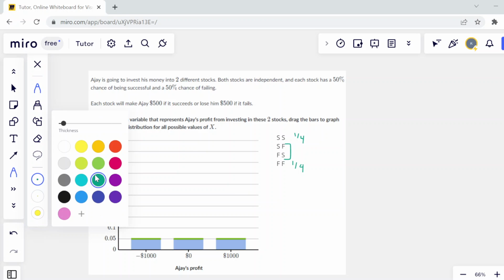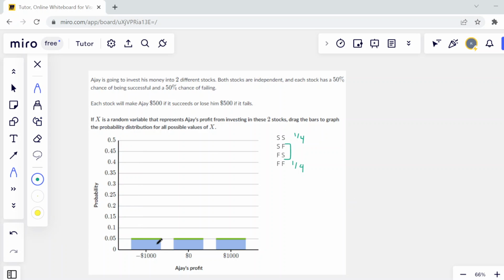This is a neat little tool in the Khan Academy questions, where you have to pull the bar up to make the bar graph. He loses $1,000 in the case that both fail, so you want to drag the bar up to 0.25 for 25%, and the blue rectangle will automatically follow. Same thing for gaining $1,000 if both are successful. And by definition, the third middle bar has to be at 50%.